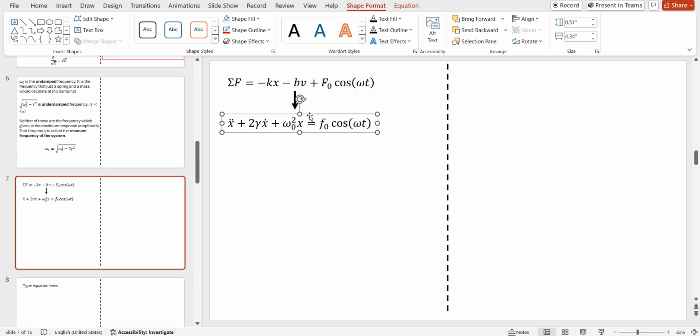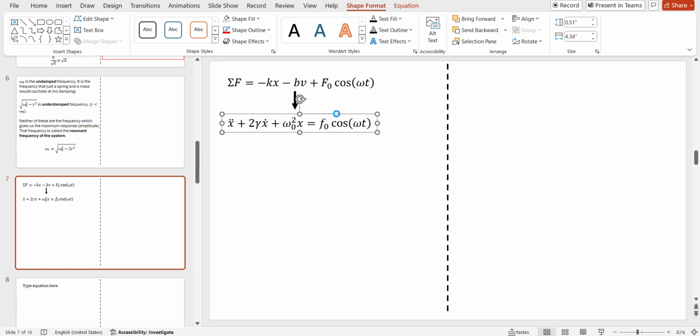This is the equation of motion of our system that we were solving, where of course gamma is b over 2m. Omega naught was square root of k over m. So of course omega naught squared would just be k over m. And little f naught was the reduced driving amplitude, which is just big F naught divided by m. And of course, omega is also a known value. This is just the driving frequency, okay?